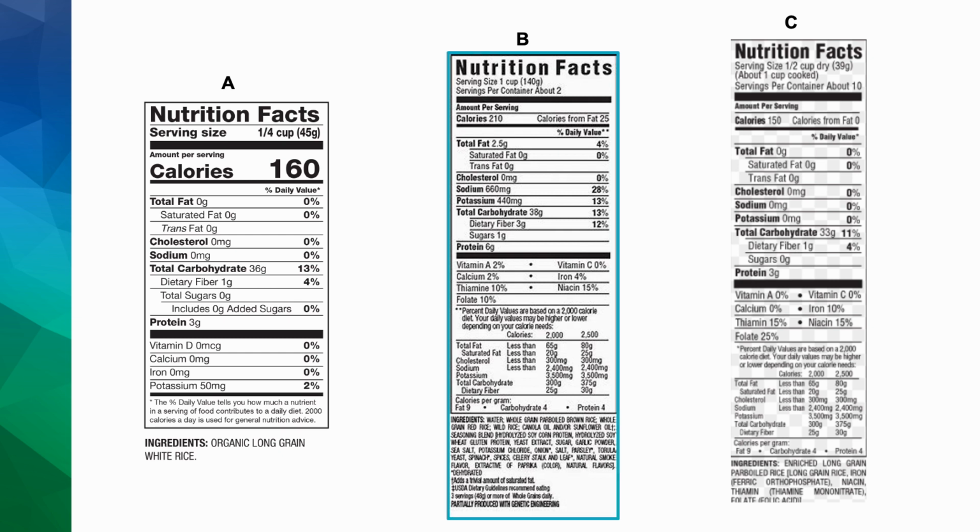If you said option B, that is correct. Whole grain parboiled brown rice is listed as the second ingredient after water.